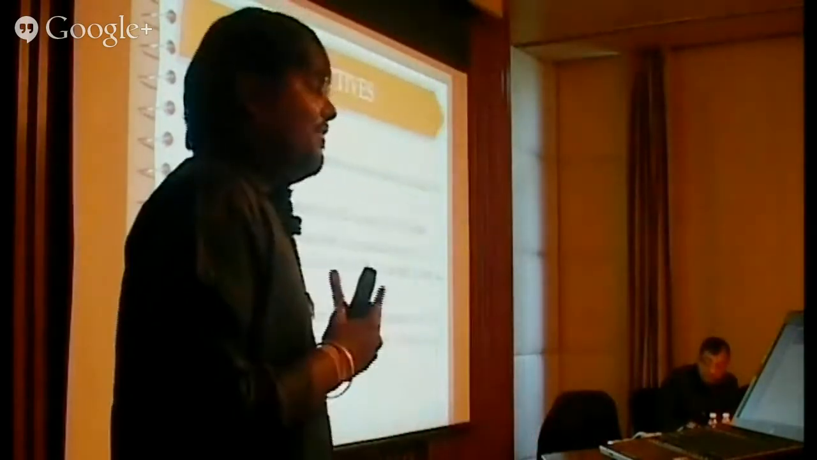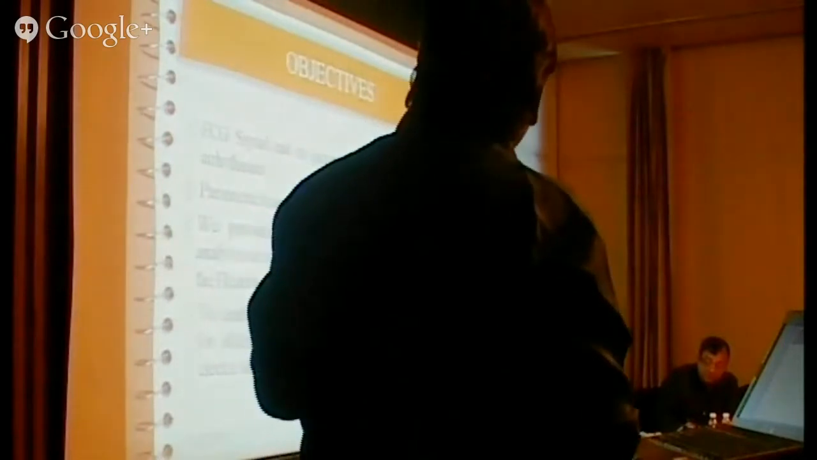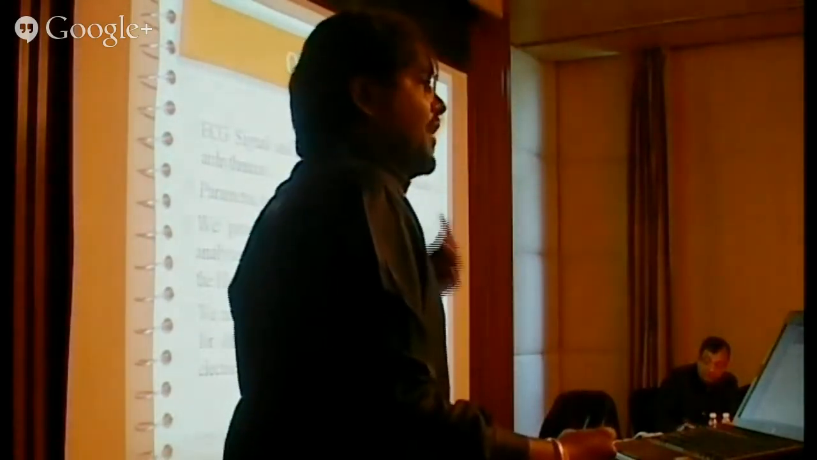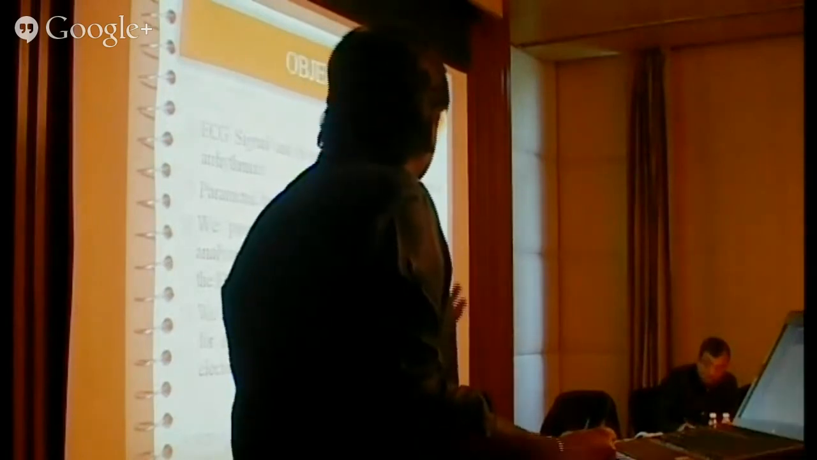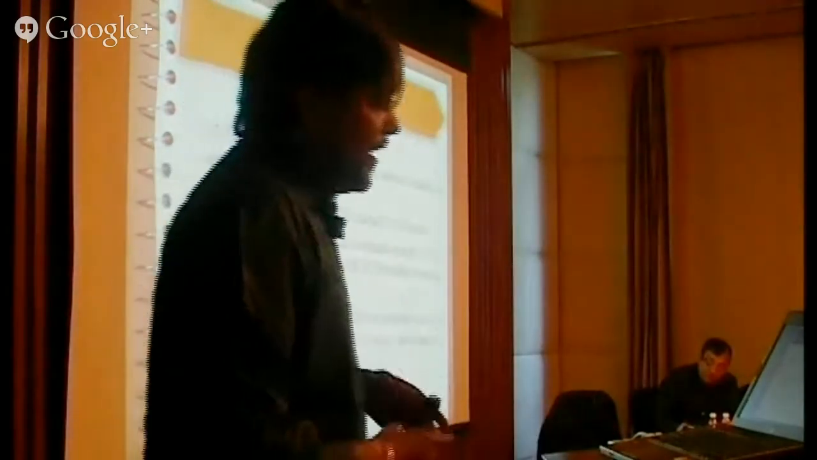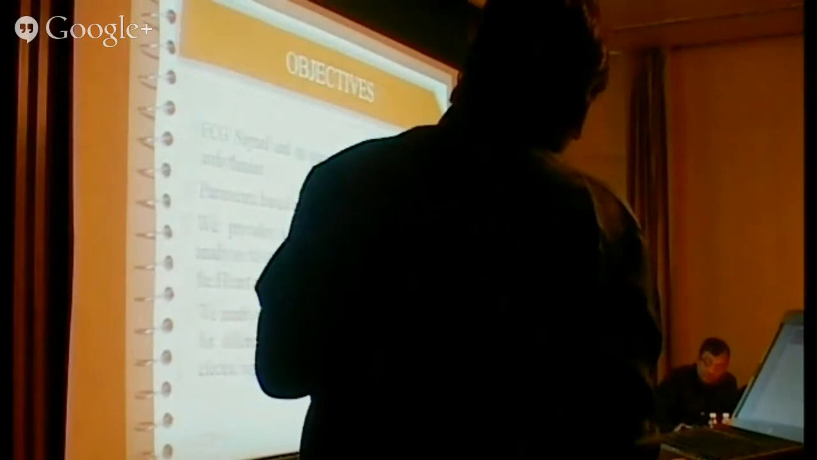We are analyzing ECG signal in two modes. First one is RF exposed mode. In RF exposed mode, we are using the radiation from a 2G mobile, and there will be a mode without mobile. This will be called unexposed ECG signal.